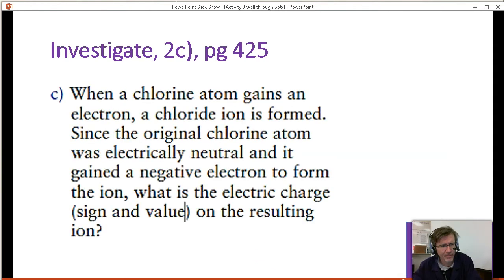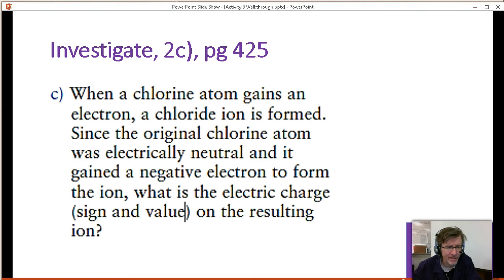Yes! Okay, 1. When a chlorine atom gains an electron, a chloride ion is formed. An ion, do you remember? Definition of an ion? Yeah, it's an atom that has gained or lost some charge, so that means it has a positive charge or a negative charge. Since the original chlorine atom was electrically neutral, neutral means the number of protons was equal to the number of electrons, so they balance each other out. They cancel each other out.